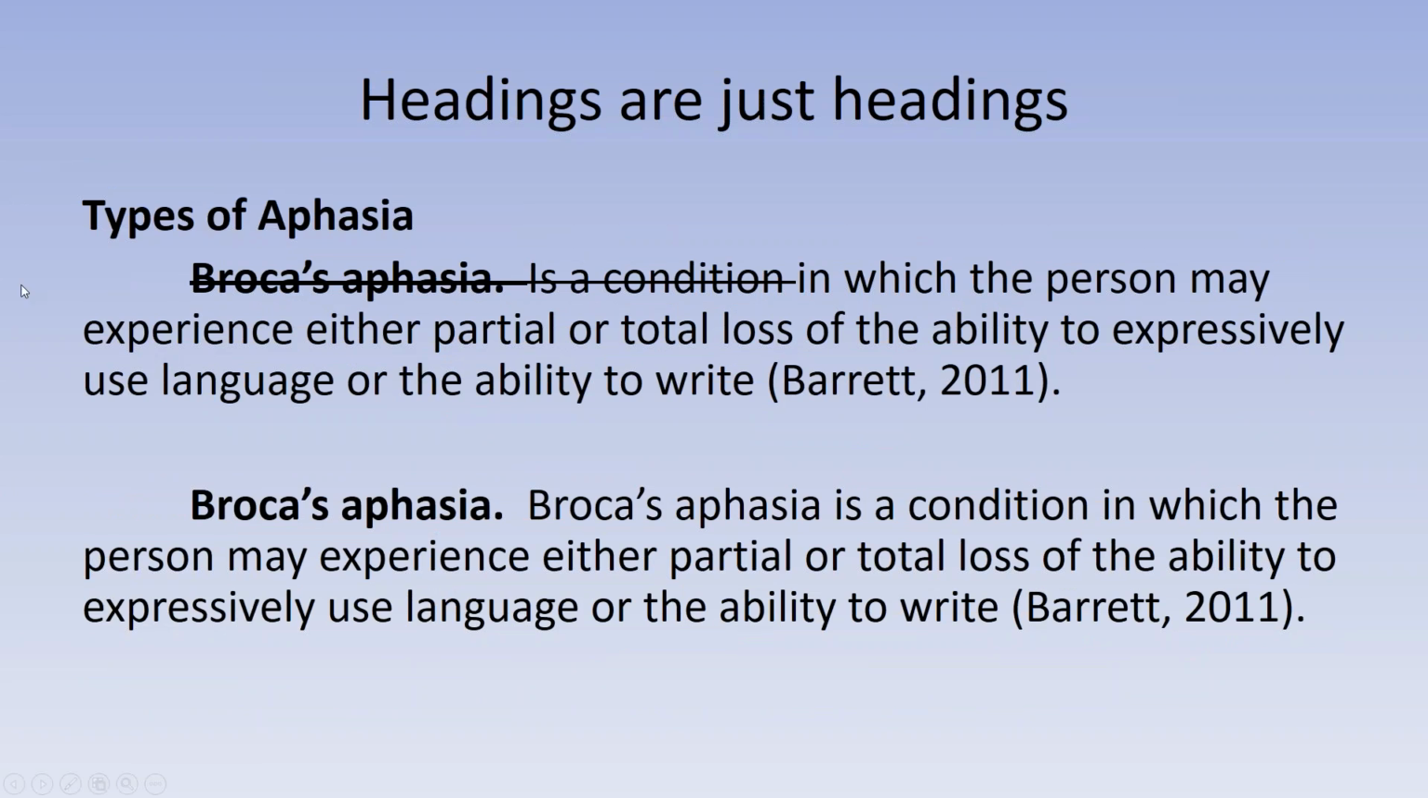So here's another example. I've got this level 2 heading, and then I've got this level 3 heading. So I have types of aphasia. Broca's aphasia is one type. So then is a condition in which the person may experience either partial or total loss of the ability to expressively use language or the ability to write. So again, this is not a complete sentence. Instead, I'm going to have my level 3 heading, and now I'm going to start my paragraph.